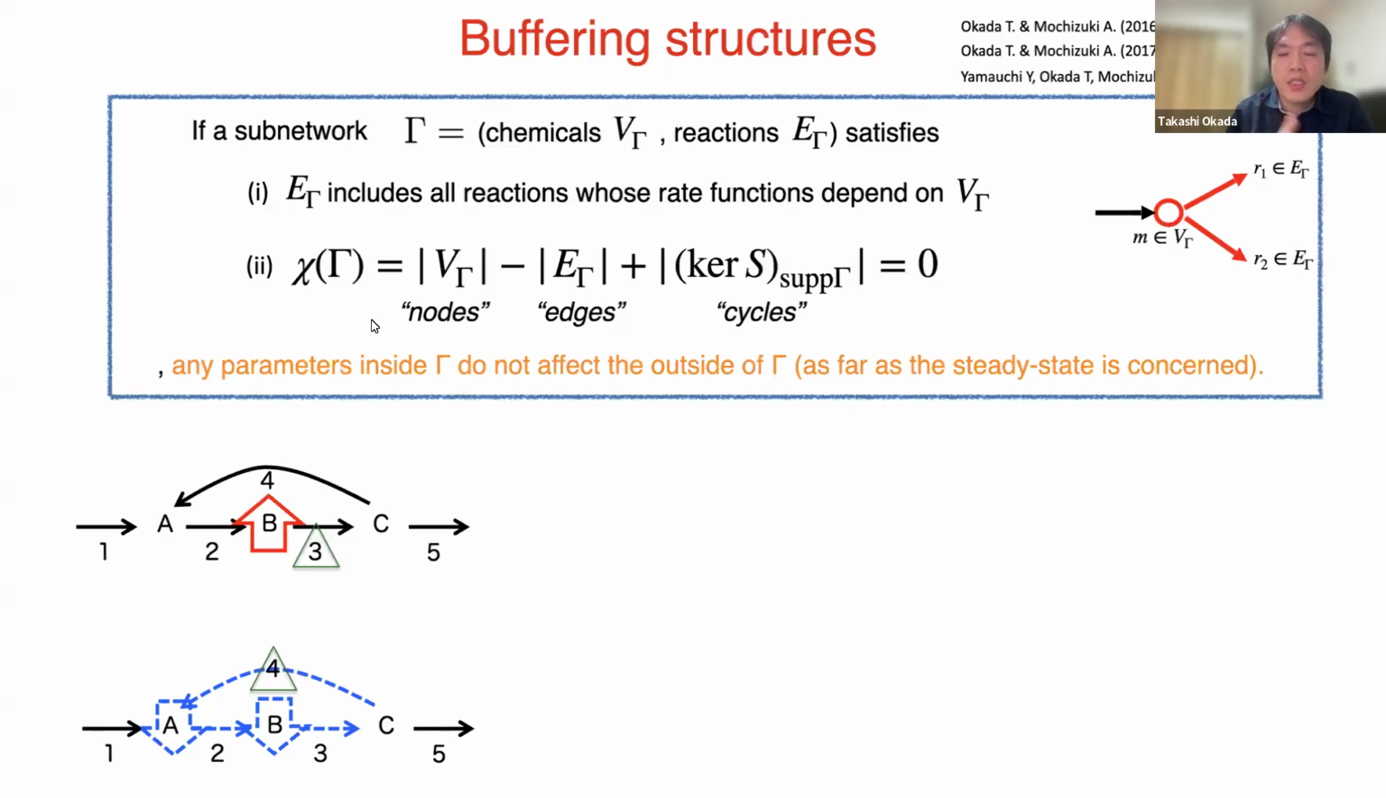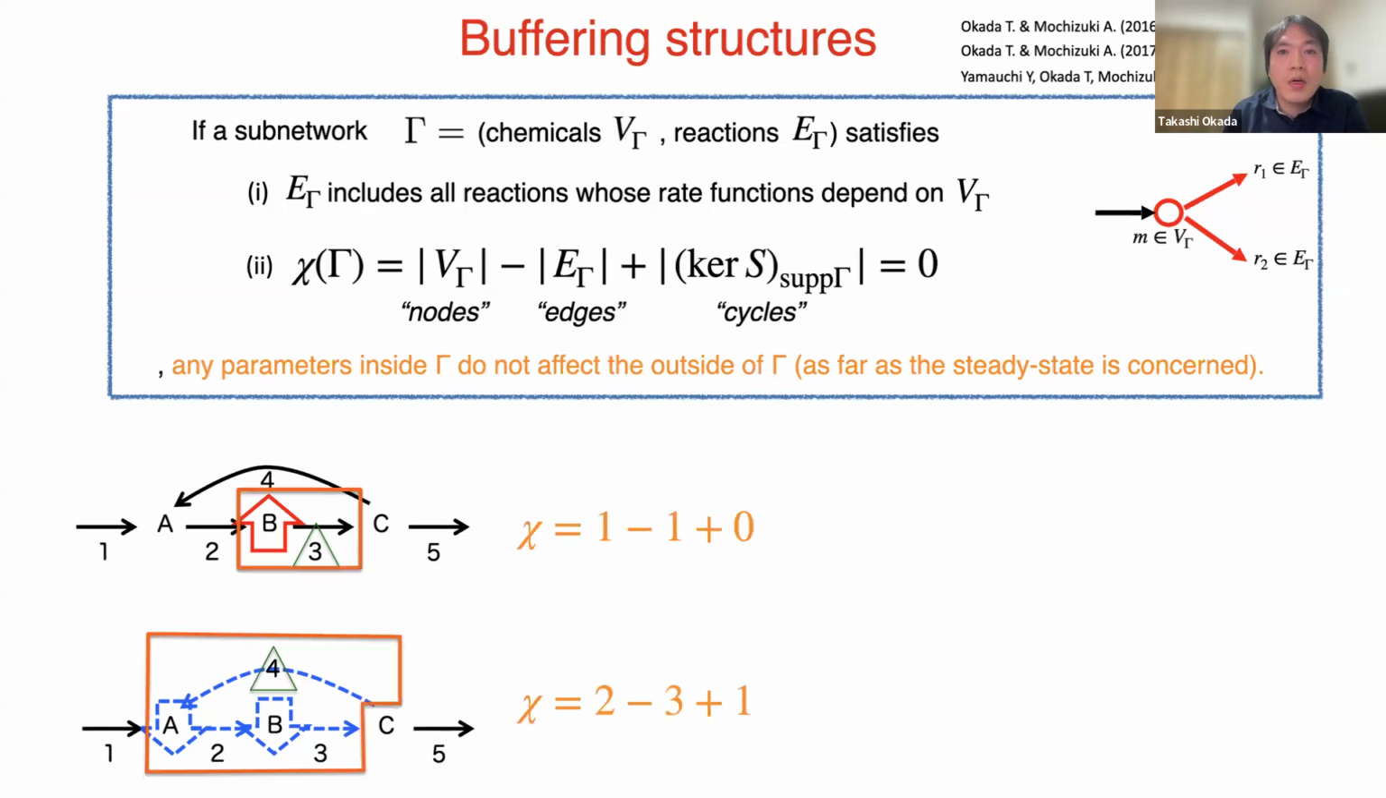Because for such a subnetwork gamma, we can show that any parameters inside gamma do not affect the outside of gamma. Okay, so the concentrations outside of gamma are not affected by the parameter perturbation inside gamma. So such a subnetwork can confine the effect of the perturbation inside it. And here are examples.